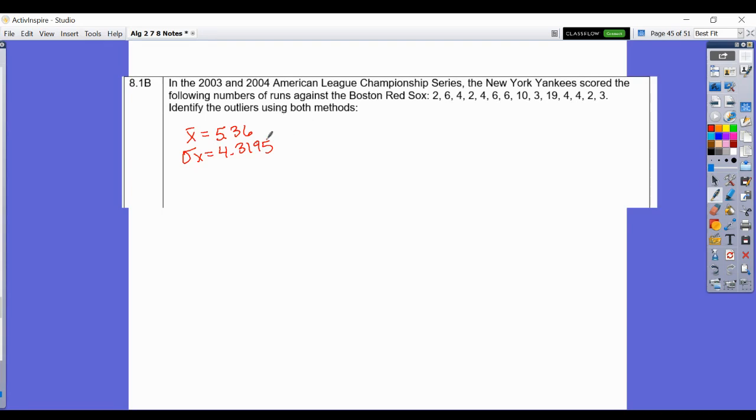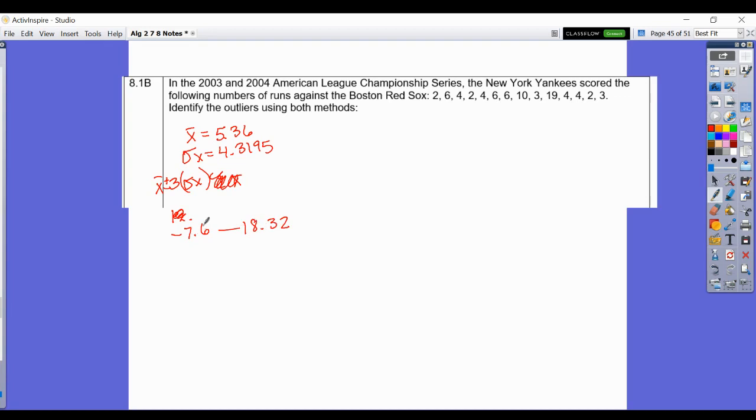We're going to do both methods this time, so I'm just doing the standard deviation first. We're going to do 3 times the standard deviation and add and subtract it to the mean. So actually, I should put the mean over here. Take the mean plus and minus 3 standard deviations. And what does that give us? 3 times it is 12 point whatever. We get negative 7.6. And if we add it, we get 18.32.